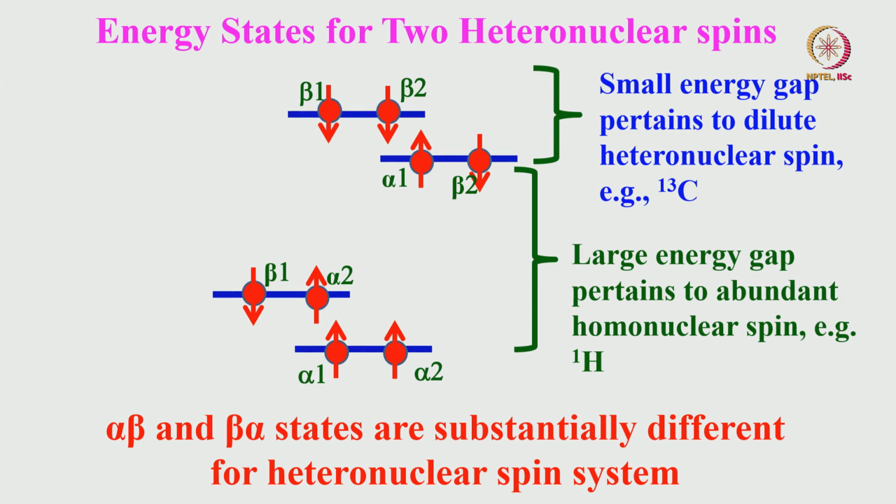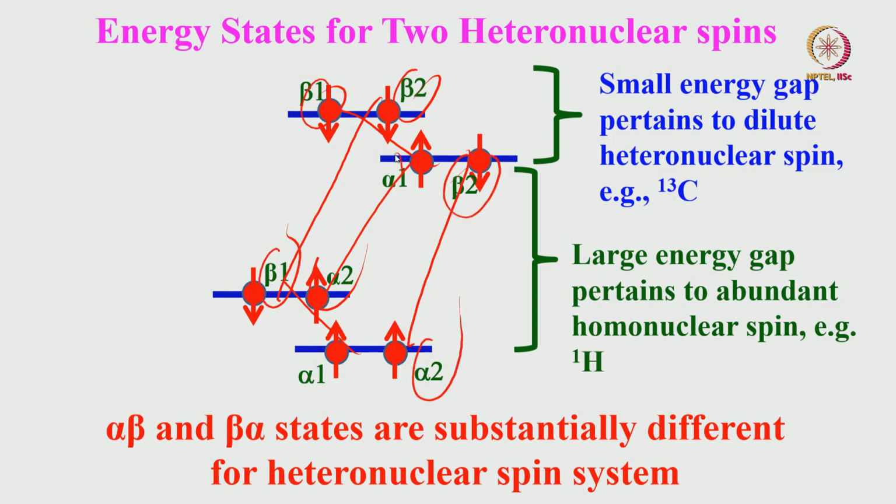But what are the allowed transitions? Again the same, there is no difference. This transition corresponds to, let us say, beta to alpha of the heteronuclear spin, here beta to alpha of the heteronuclear spin, here alpha to beta. You can see alpha to beta of spin 2 is changing here, and here beta 1 to alpha 1, here alpha 1 to beta 1. These transitions correspond to the heteronuclear spin, and these larger transitions correspond to the homonuclear spins.